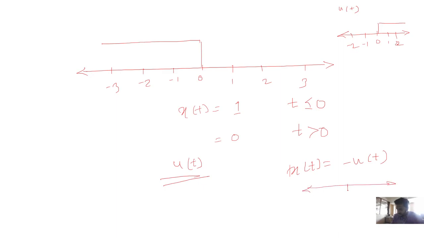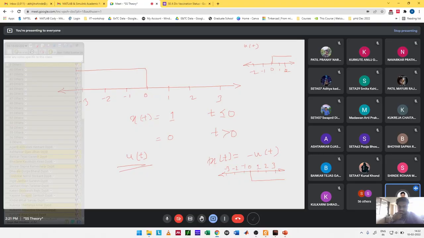So what will be the value, that signal will look like this. This is 0, 1, 2, 3, minus 1, minus 2, minus 3, right? It will look something like this. We don't want to make it look like this. If x of t is equal to minus u of t, it will look like this. We don't want this. What we want is that in time it should be reversed.